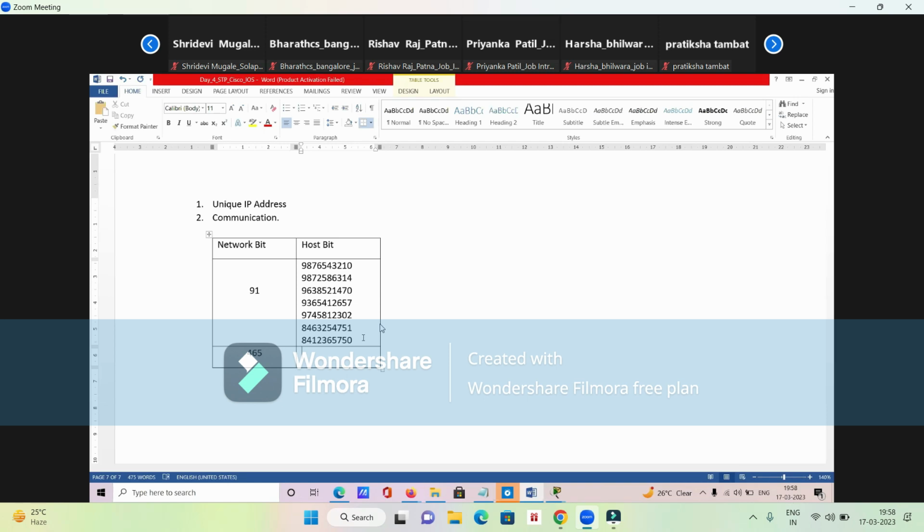So 465. Okay, and let's take this number. Okay, and let's take this number. Fine. Let's take this number. One more number is what I will take up. This number. Okay. So all these numbers will be able to connect to each other if they belong to the same network. Certainly, all these mobile numbers will be able to connect to each other if they belong to the same network.